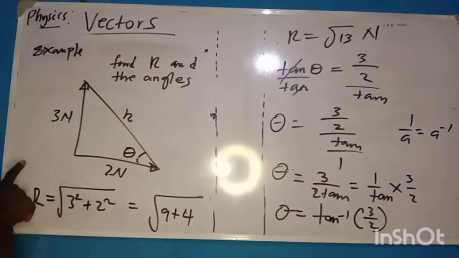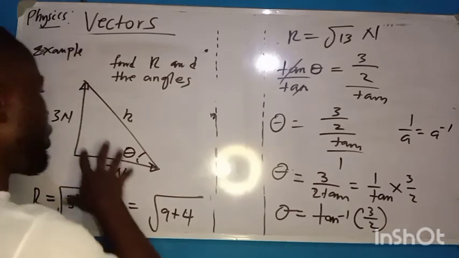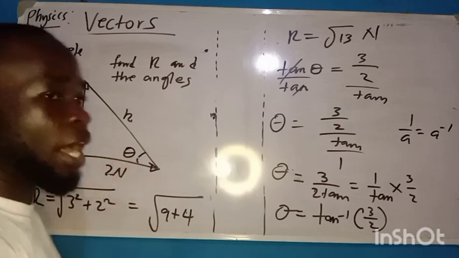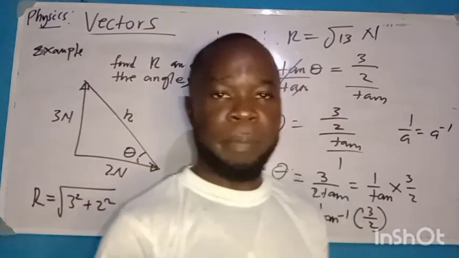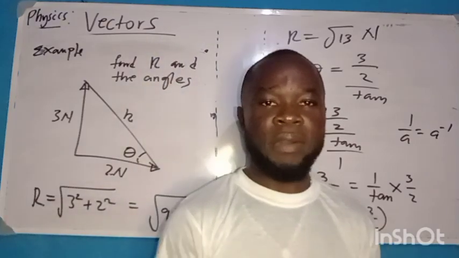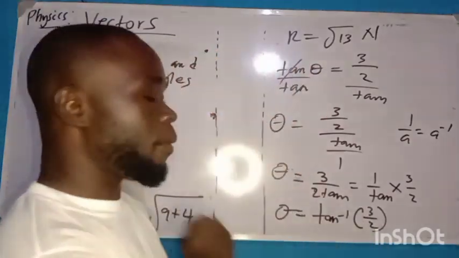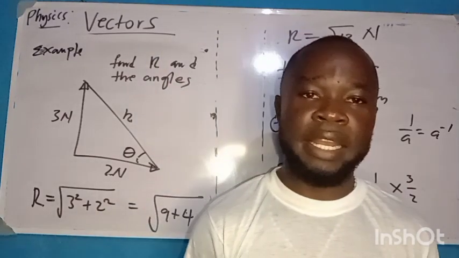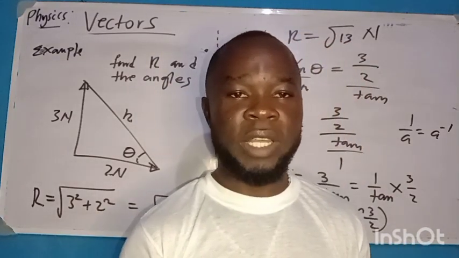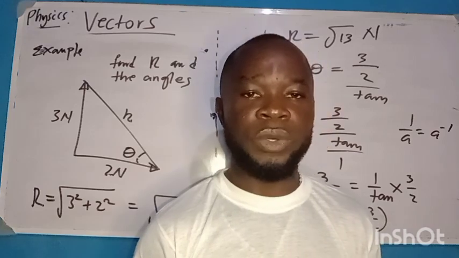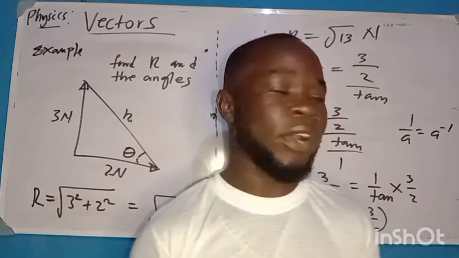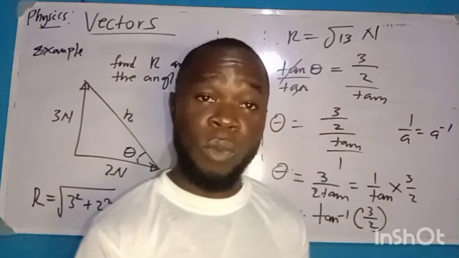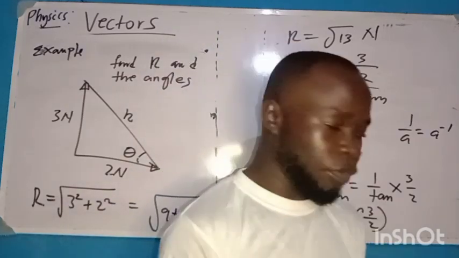So that is how to find the direction for vectors when they're acting perpendicular to themselves or on the right angle triangle, and then how to find the resultant vector. You apply the trigonometric ratio for the direction and then the Pythagoras theorem for the resultant vector. We will be dropping more videos on vectors acting at the parallelogram or parallel to themselves, and on more than one vector acting at the same point.